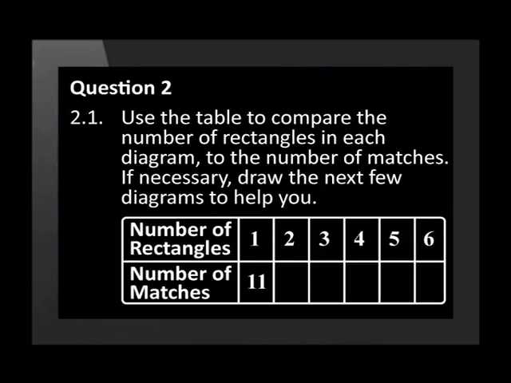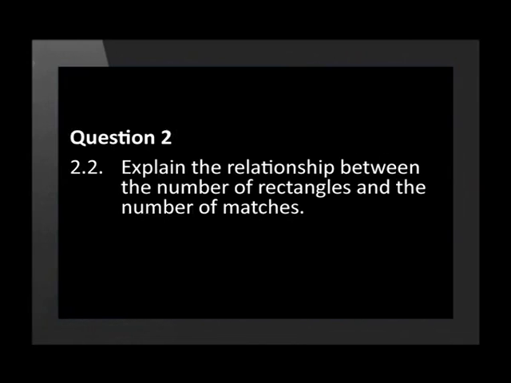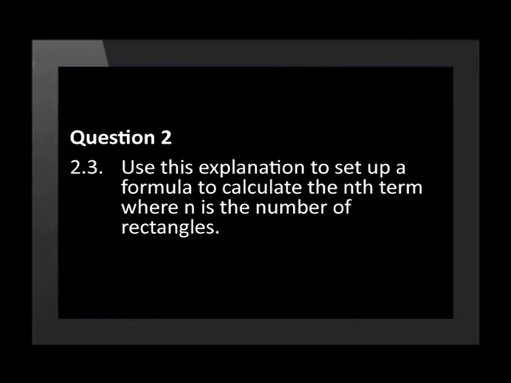Use the table to compare the number of rectangles in each diagram to the number of matches. If necessary, draw the next few diagrams to help you. Explain the relationship between the number of rectangles and the number of matches. Use this explanation to set up a formula to calculate the nth term, where n is the number of rectangles.